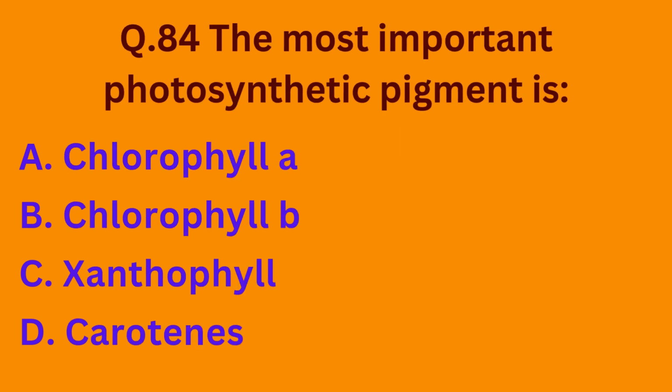Our next question is, the most important photosynthetic pigment is option A, chlorophyll A. Option B, chlorophyll B. Option C, xanthophyll. And option D, carotenes. So the correct option is option A. Chlorophyll A is the most important photosynthetic pigment.